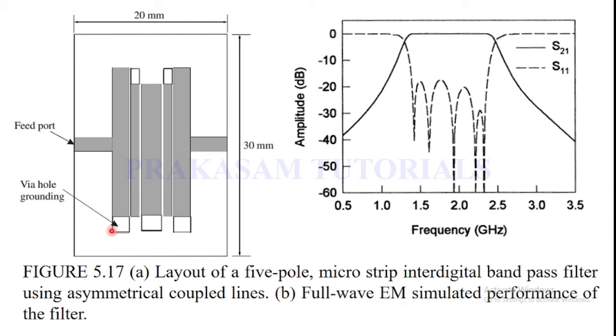So this is via hole ground. This is via hole ground. And this rectangular sheet and this rectangular sheet. Next, draw the via hole ground of this rectangular sheet and this rectangular sheet.